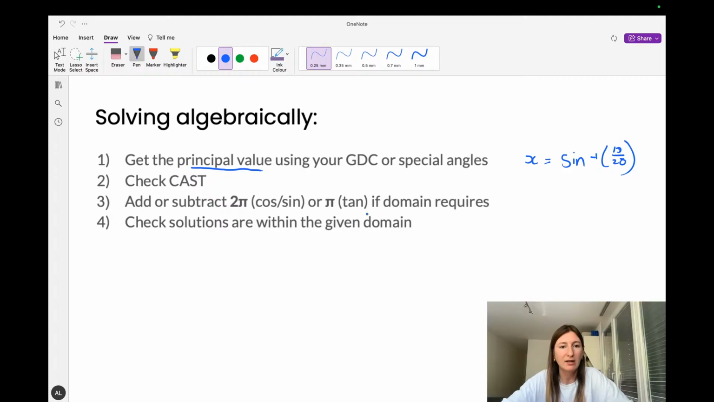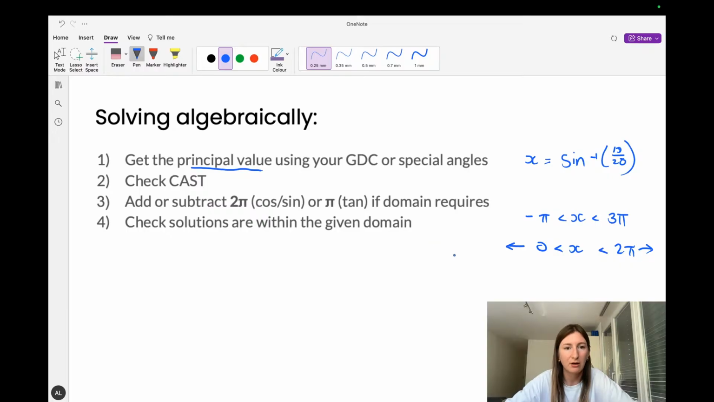Depending on the domain, we might need to add or subtract 2 pi for cos or sine, or add or subtract pi for tan, just to make sure we're in the domain, maybe between minus pi and 3 pi. We'll see a question like this later. Then we just need to find what's going on, because we know we're getting this. This is the easy part. But what about if we need to go a little bit more that way or a little bit more that way? We just need to add or subtract to figure out what's going on there. And then we might get some extra solutions when we subtract 2 pi or add 2 pi, and just check that they're within the given domain that we had.